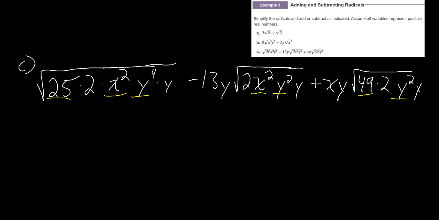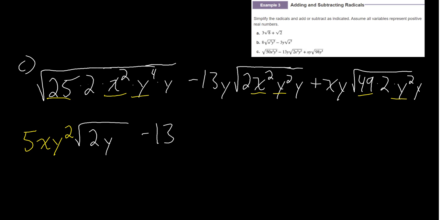All right, so now I can try to clean this up. Okay, so I can pull out what's underlined in yellow in the first term, so I can pull out a 5. The square root of 25 is 5. The square root of x squared is x. And the square root of y to the fourth is y squared. What remains is the square root of 2y minus, and then we have 13, and we'll just keep the 13 there for a moment.